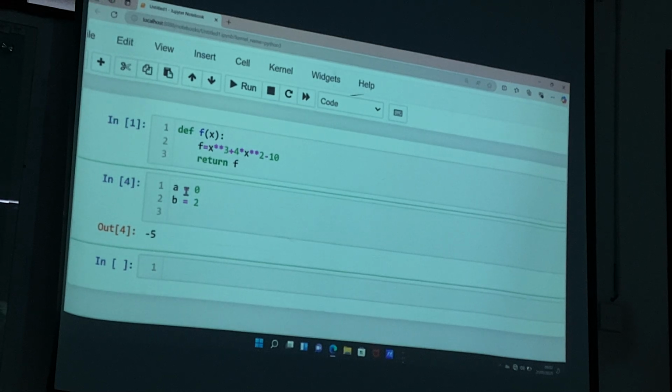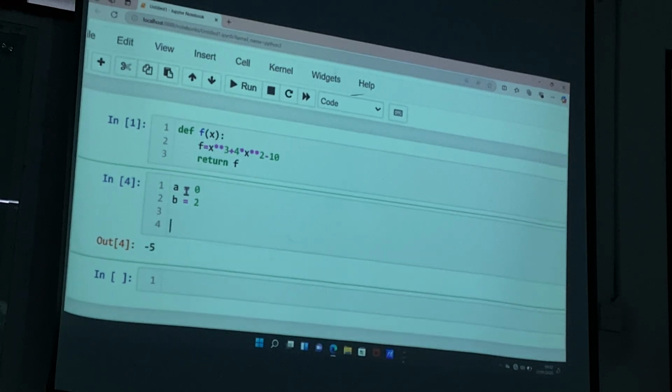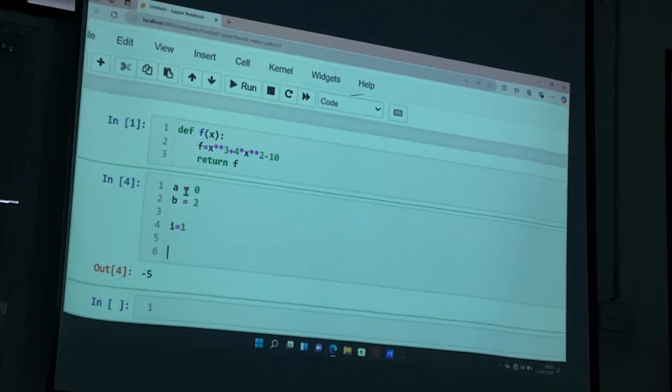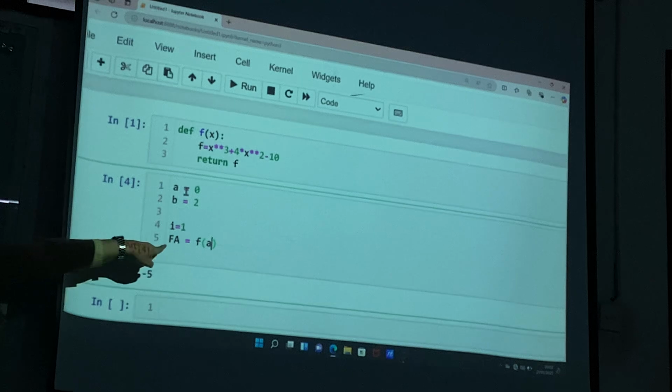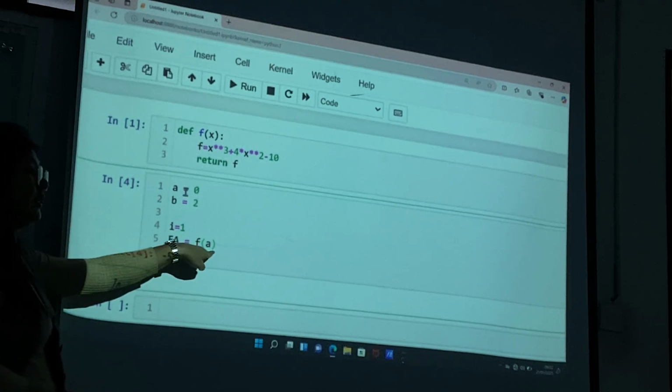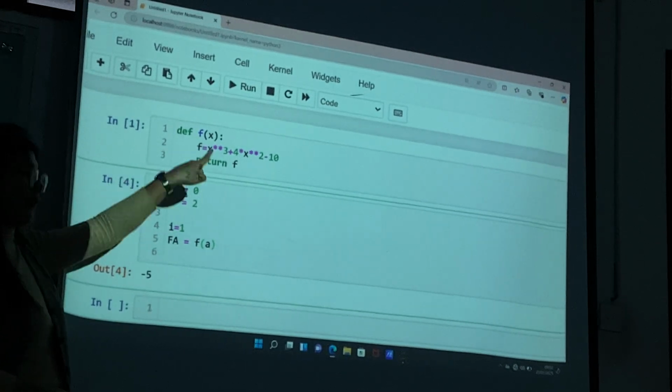You can check, we'll set up step 1. Set I equals 1. You can check in the algorithm, set I equals 1. So I'll set here I equals 1, and then calculate FA. Because we defined f already, you can just directly write f(a). It will directly call this function.